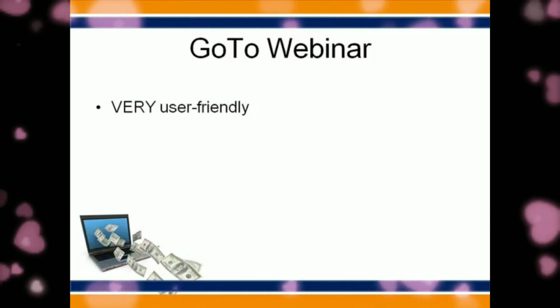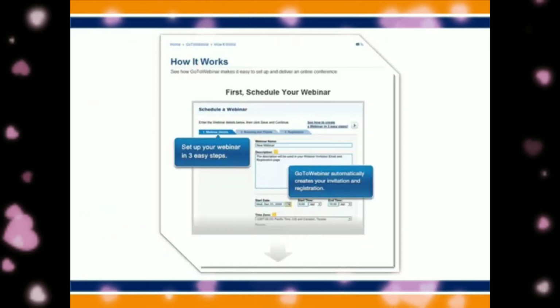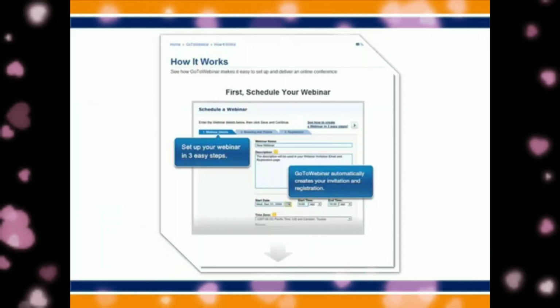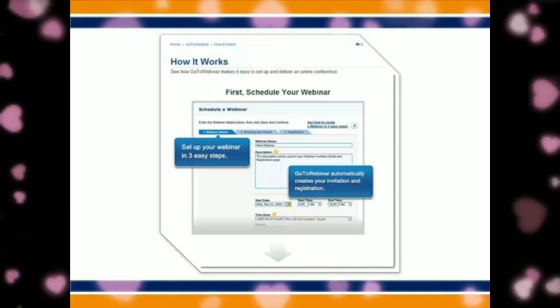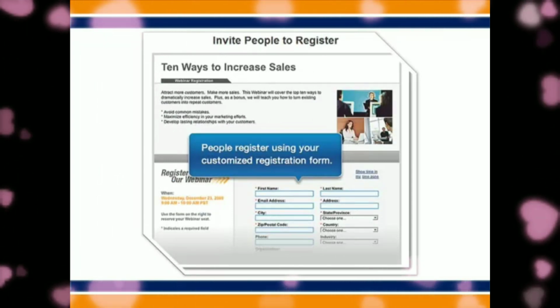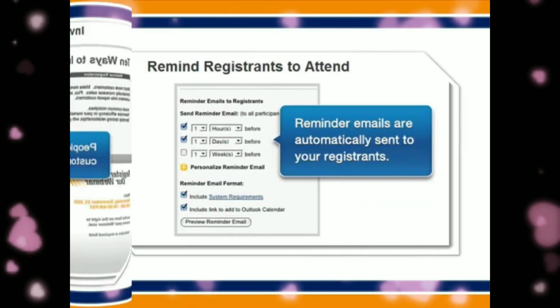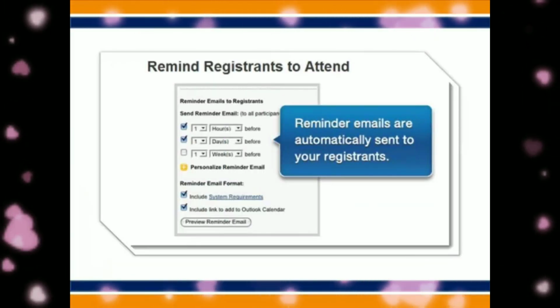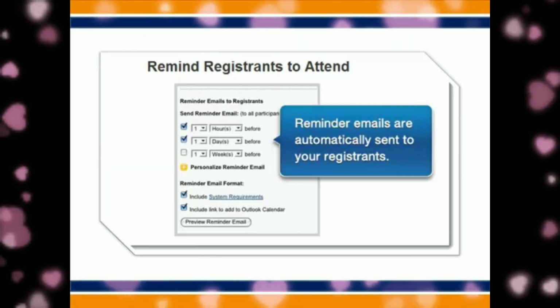Here's how in 4 simple steps right from their website. Step 1. Schedule your webinar. GoToWebinar automatically creates your invitation and registration. Step 2. Invite people to register. People can register using your customized registration form. Step 3. Remind registrants to attend. Reminder emails are automatically sent to all of your registrants.